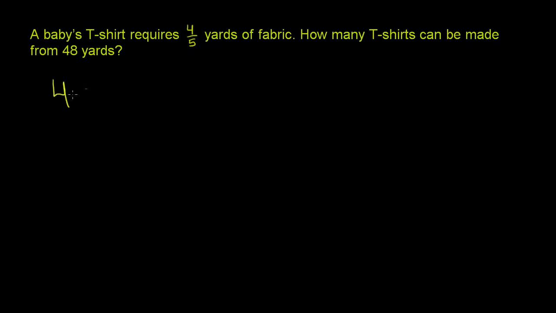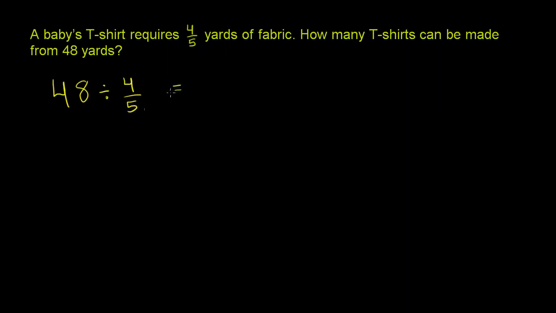So we want to take 48 yards and divide it into groups of 4/5 of a yard and say how many groups there are, because each of those groups can make one baby's t-shirt. If you give me 4/5 of a yard, that's one baby's t-shirt, so the number of groups of 4/5 is the number of baby's t-shirts.